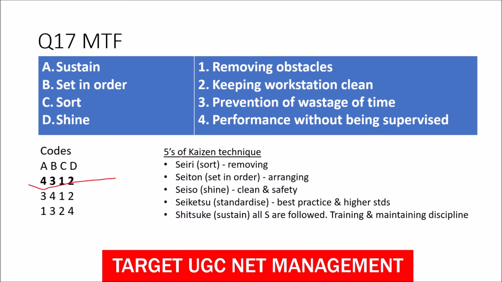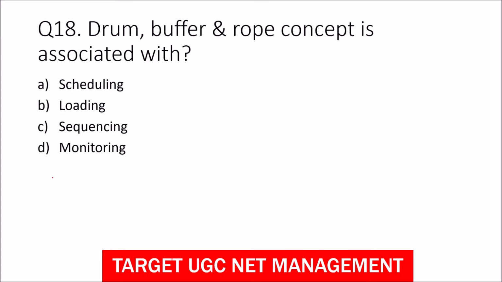There are 5 techniques of Kaizen. Seiri, sort, is related to removing. Seiton, set in order, is for arranging. Seiso, shine, clean and safety. Seiketsu, standardize, best practice and higher standards. Shitsuke, sustain, all S are followed, training and maintaining discipline. So the correct option is 4, 3, 1, 2.